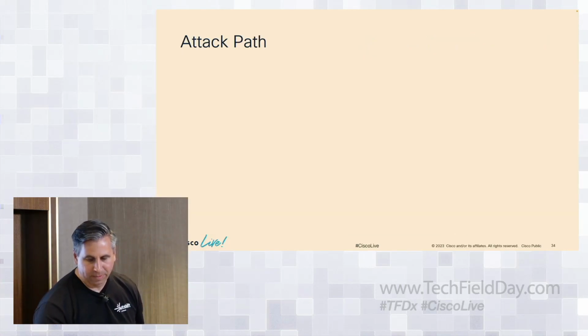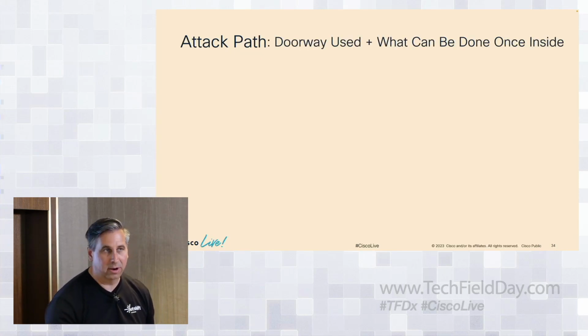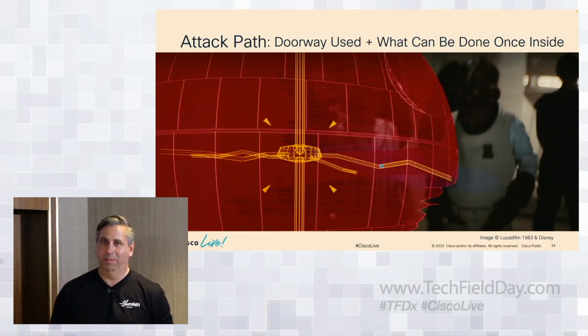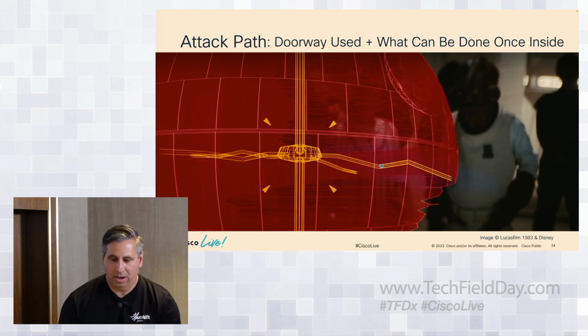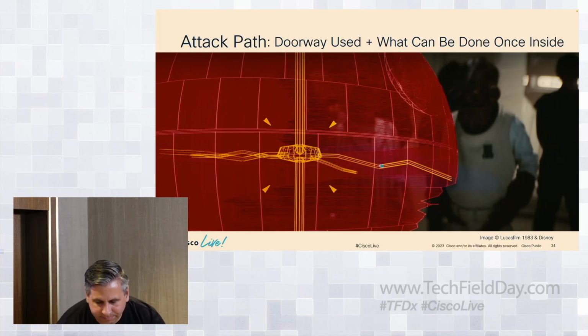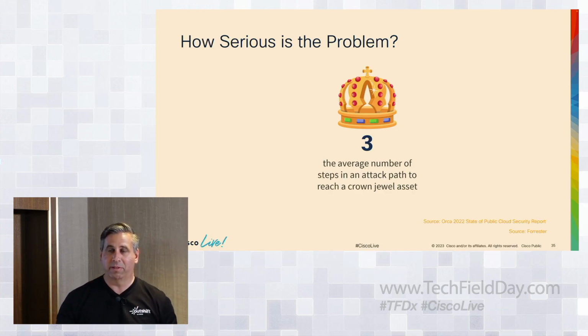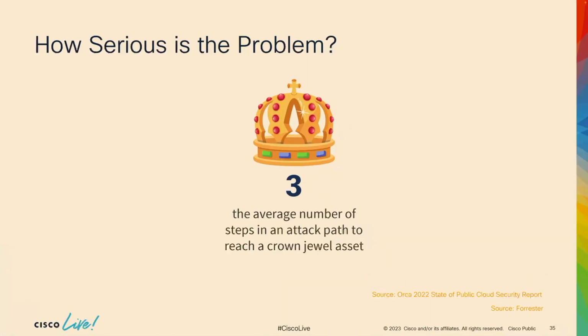And then finally, attack path is the vector plus what can be done once inside. And this could be anything from moderate damage to catastrophic damage. And so this is what we mean by attack paths. And then in the context of applications, this is where I think Lightstream really shines, because it only takes about 3 steps on average to reach crown jewels. And we've already discussed 3 of those key steps.